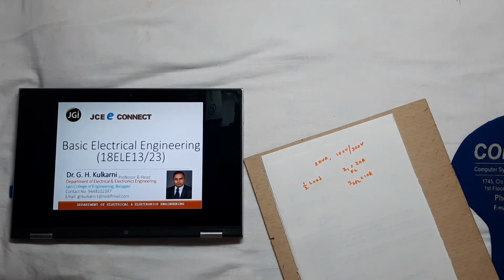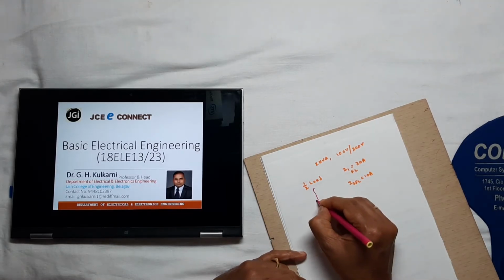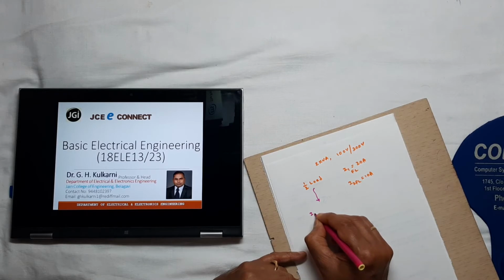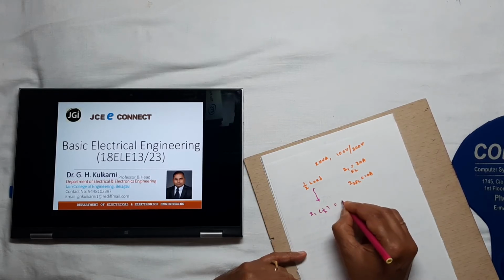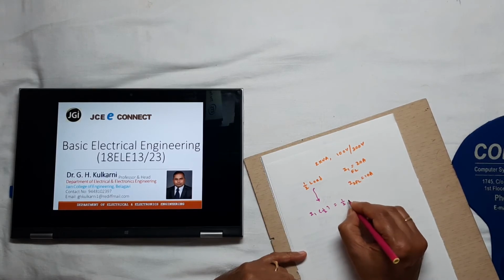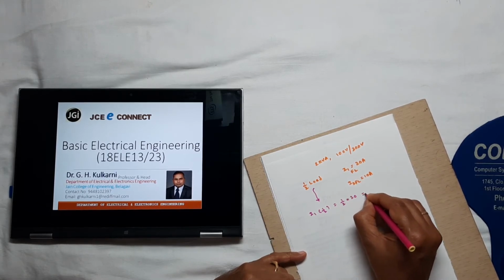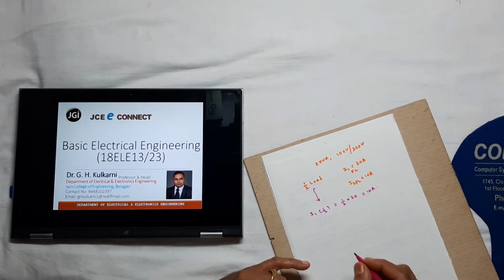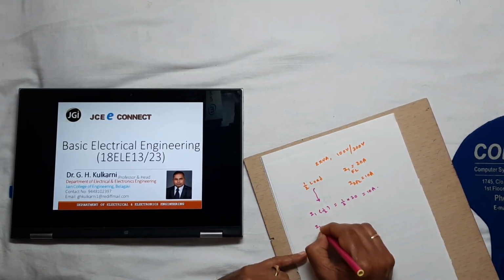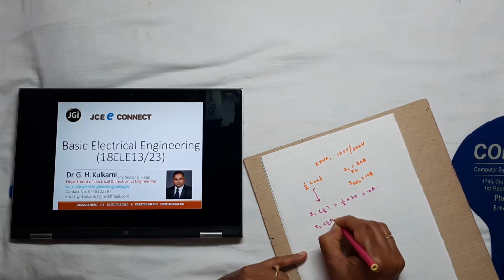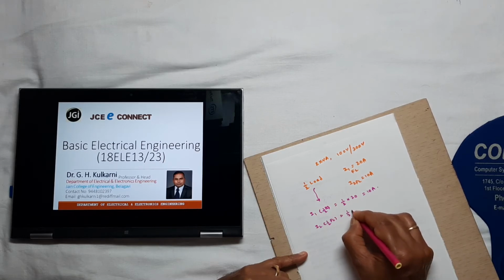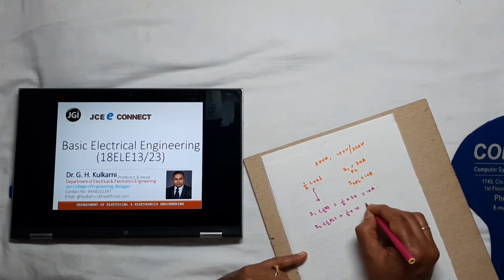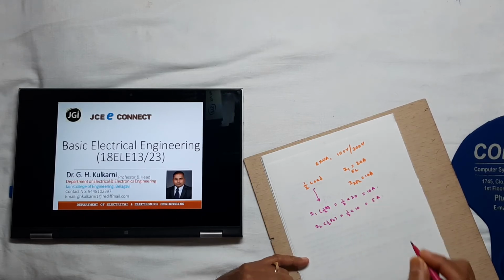That is nothing but here the current I1 at half load is 1 by 2 into 20, that is equal to 10 amperes. Then what is I2 at half full load? It is half of full load current, half into 10, that is equal to 5 amperes.